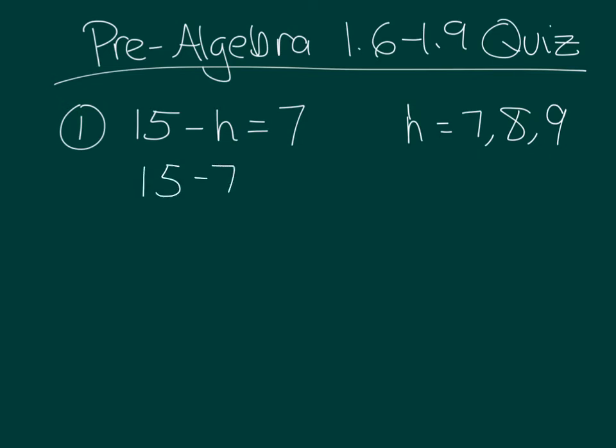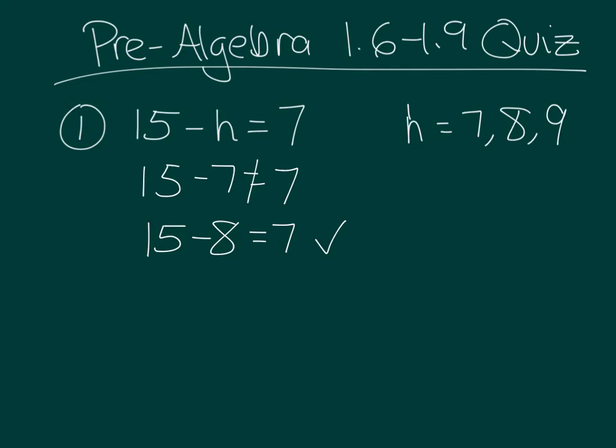15 minus 7 is equal to 7. Clearly that's not true, so we move on to the next one. Then we'll take 8, replace H with 8, and try 15 minus 8 is equal to 7. And that, of course, is true. That checks. So we found the value that makes the equation true.